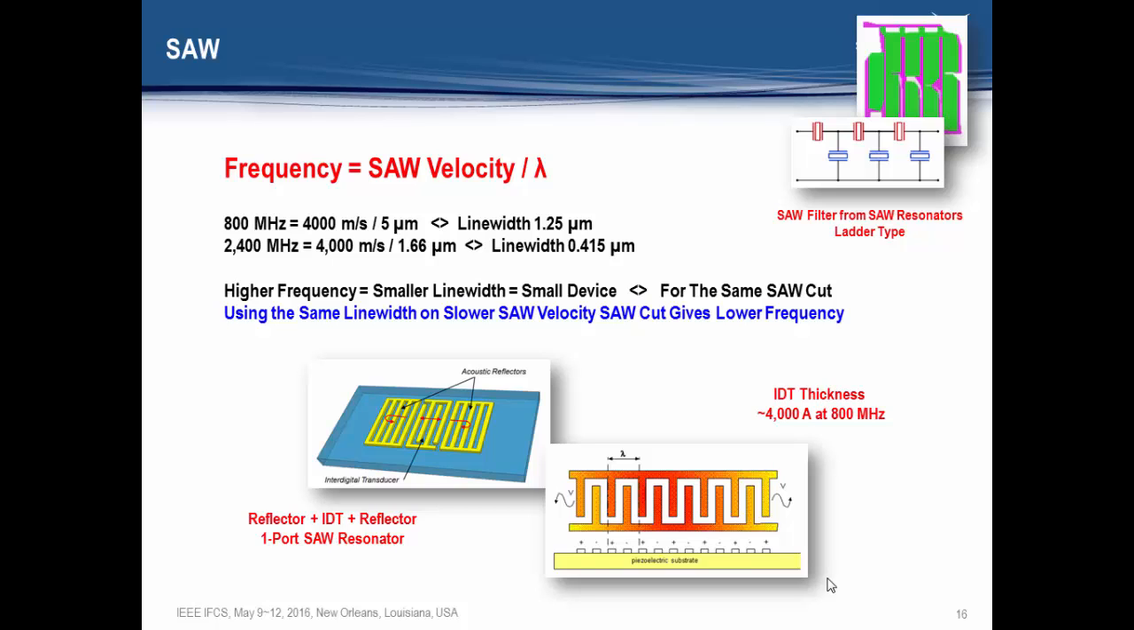SAW, as you know, has a long history. The SAW frequency is very simple: SAW velocity divided by the lambda. The higher the frequency, the smaller the lambda, and the more difficult it is to produce. Basically, you can see that for 2.5 gigahertz SAW filters using 4,000 meters per second, the line width is about 0.415 microns. It's around there, nominal.